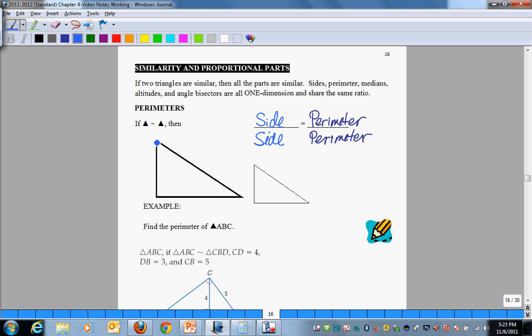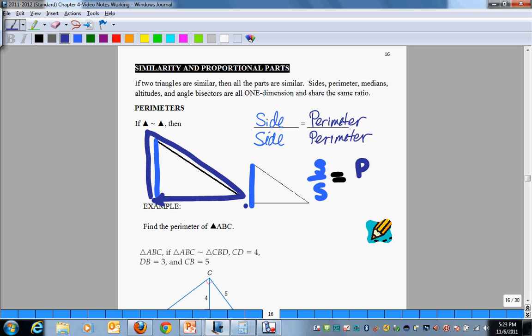If we were to compare this side to this side, side over side, it would have the same reduced ratio as if we compared this entire perimeter to this entire perimeter. Side over side equals perimeter over perimeter. Why? Because they're both one-dimensional concepts.